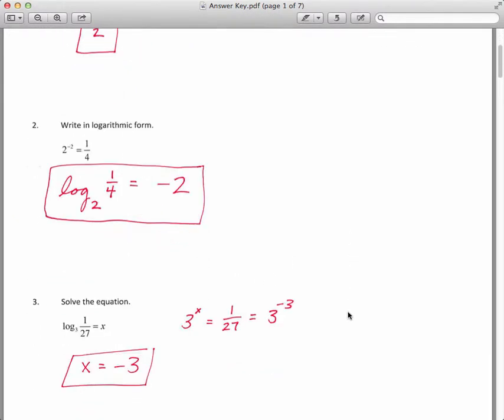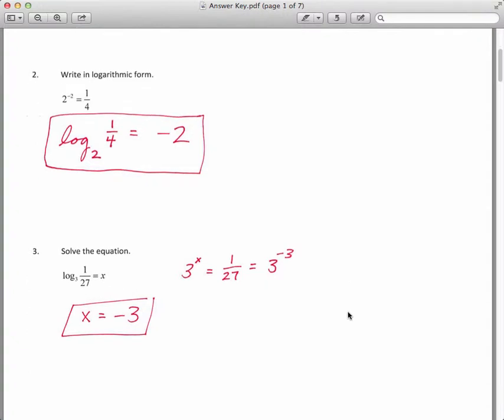Now let's go to the next problem, problem number 3. We have solve the equation. So that means we want to have what x is equal to in the simplest form possible. So if we rewrite this logarithmic equation in exponential form, we have 3 raised to a power of x is equal to 1 over 27.